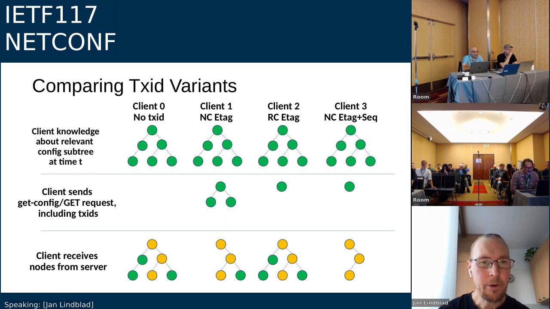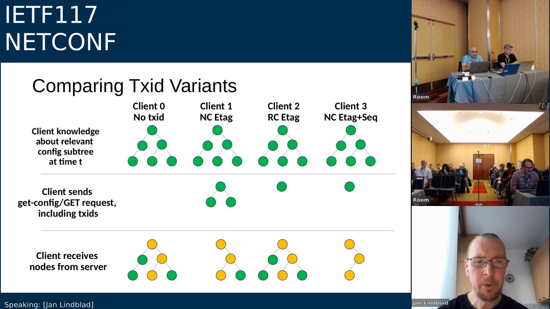Then if we have a client with no transaction ID support at all, that's client zero on the left here. You have the data tree being like this. Somebody updates, as we saw on the previous slide, one of the elements, the middle element on the bottom, and that trickles all the way up. So if you do a get-config with transaction ID awareness, or in the client zero case, where there's no transaction ID at all, you get the whole subtree. Changed nodes and unchanged nodes alike.